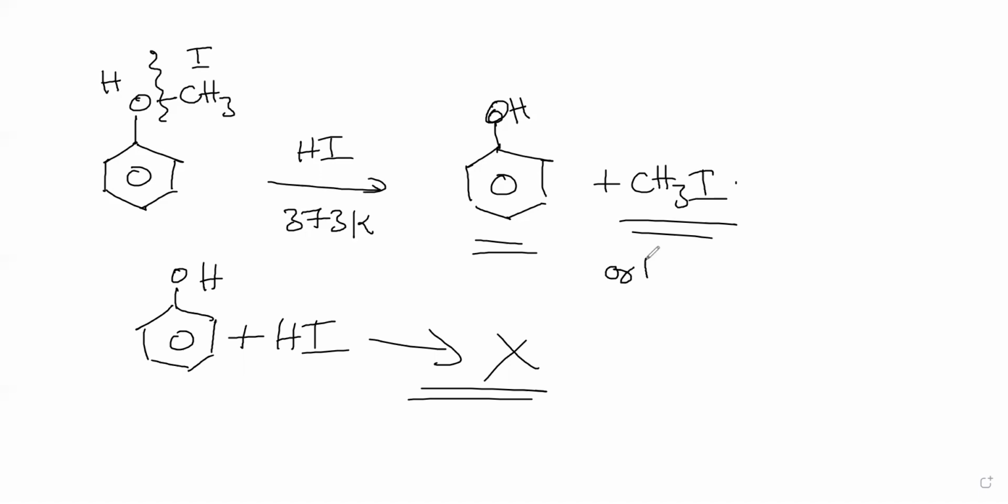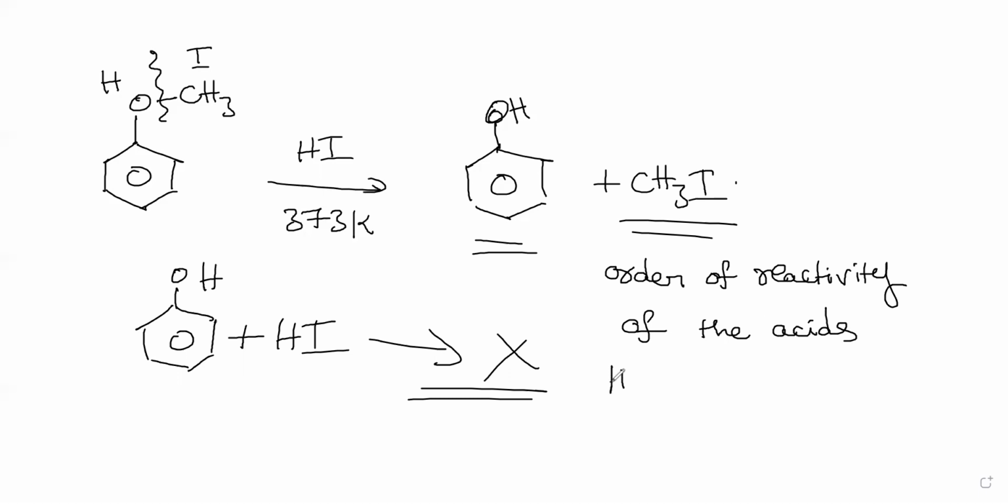Now, the order of reactivity of the acids is HI greater than HBr greater than HCl. This is how you get the order of reactivity. There is a huge mechanism inside. Don't worry too much about the mechanism.